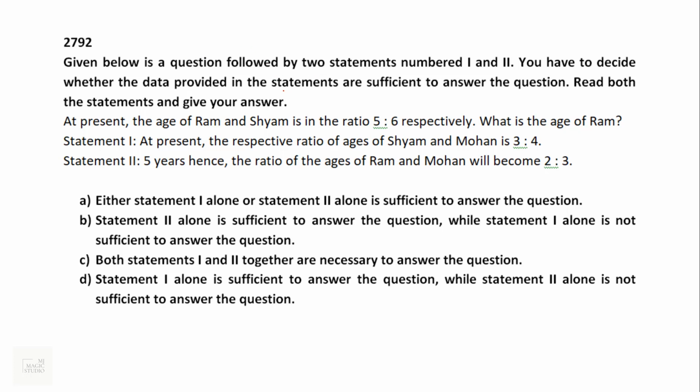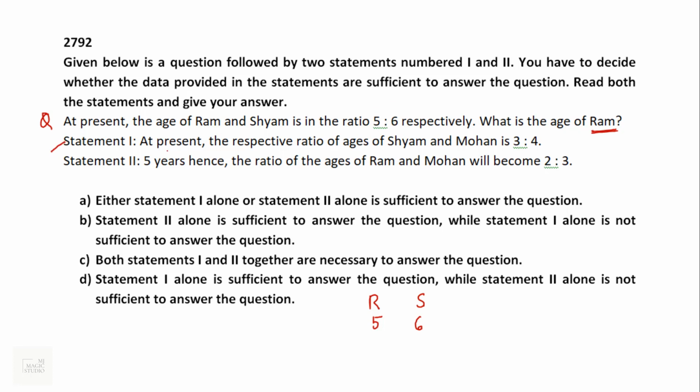Question of data sufficiency. Let's read the question straight away. At present, the ages of Ram and Shyam are in the ratio 5:6. It is a known fact. What is the present age of Ram? Maybe if we can get the age of Shyam, we can find the age of Ram, or directly if we can find the age of Ram.